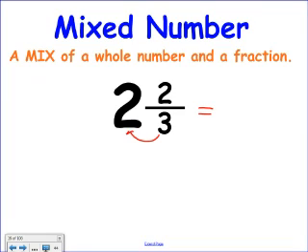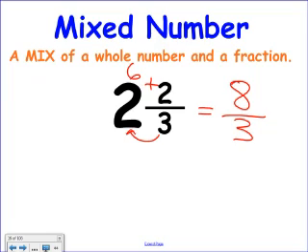You times the whole number by 3 to get 6, and then add the 2 that you've already got, and you get 8. Keep the denominator the same. Denominator never changes. So that's switching back the other way.